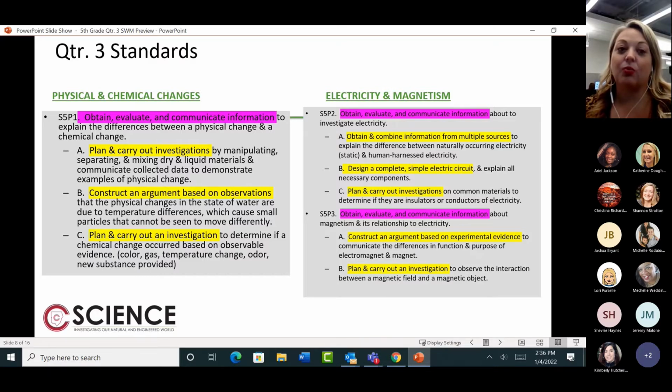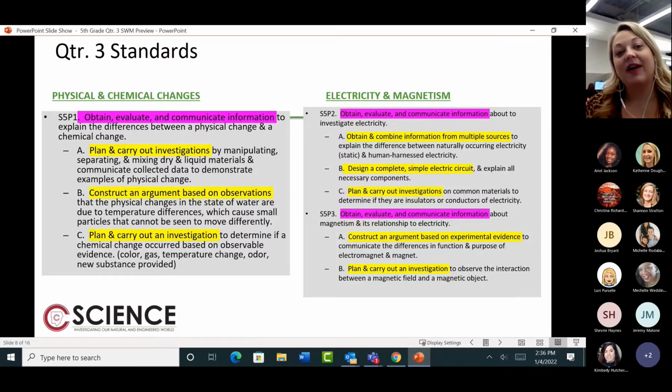Right? So we're going to have to figure out a way for our students to work with data on this. And I'm going to give you some examples. Element B, construct an argument based on observations. So right here, we can already tell this science and engineering practice, construct an argument. Students are going to actually have to write something, okay? They're going to have to write an explanation about something.